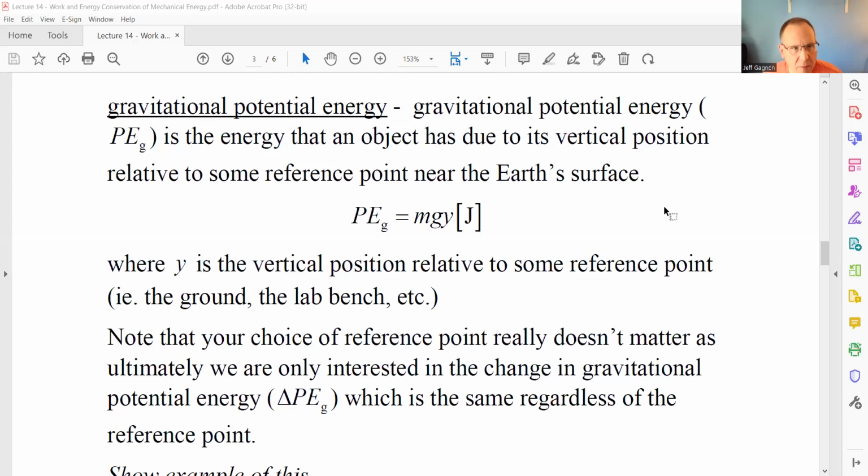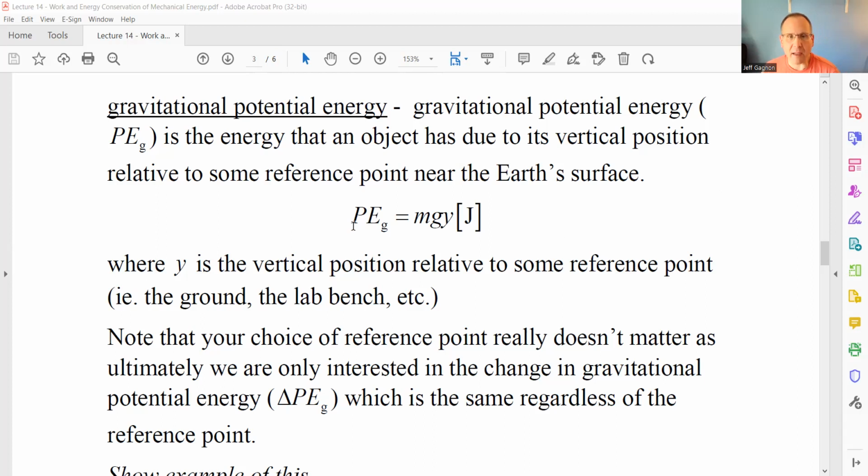Okay, so now I want to give you another definition. We talked about work, we talked about kinetic energy, and then we talked about the work energy theorem. There's another type of energy that comes up, especially in a mechanics class, and this is called gravitational potential energy. It's a little more complicated than this because it really depends on the interaction between two objects, in this case, the Earth and some object that's near the surface of the Earth. But you can think of it as the energy that an object has due to its vertical position relative to some reference point near the Earth's surface.